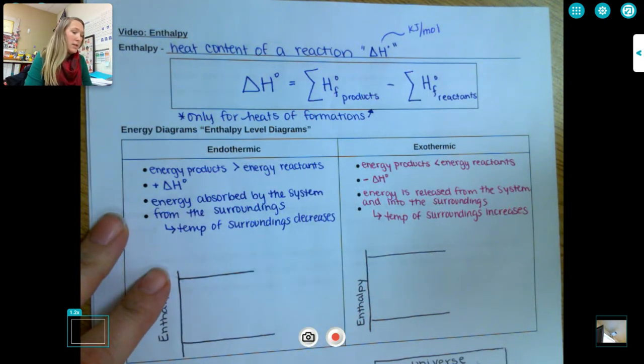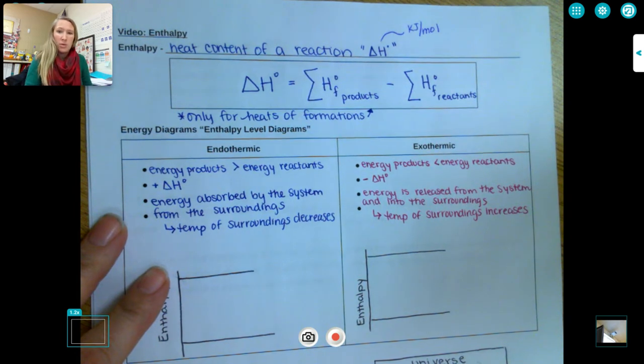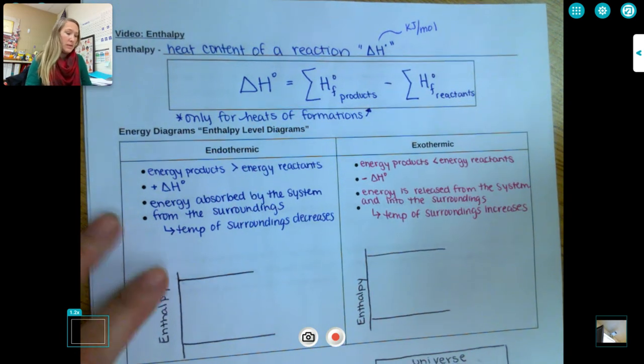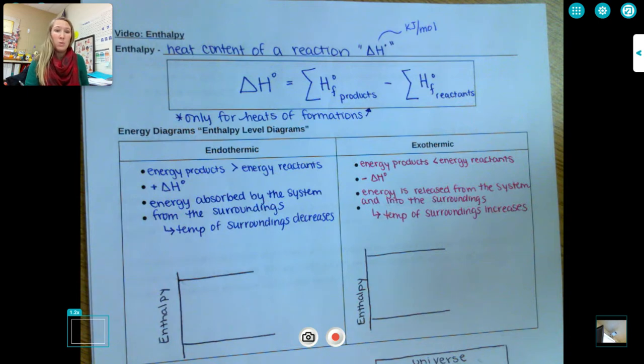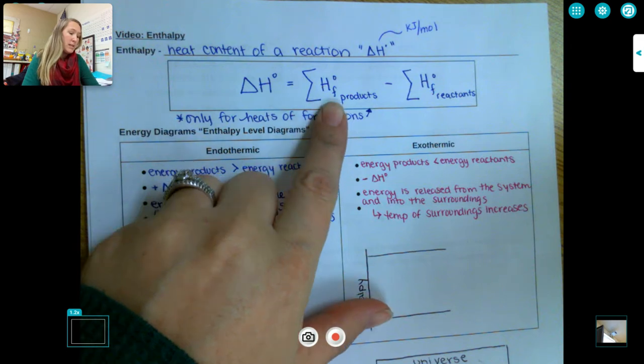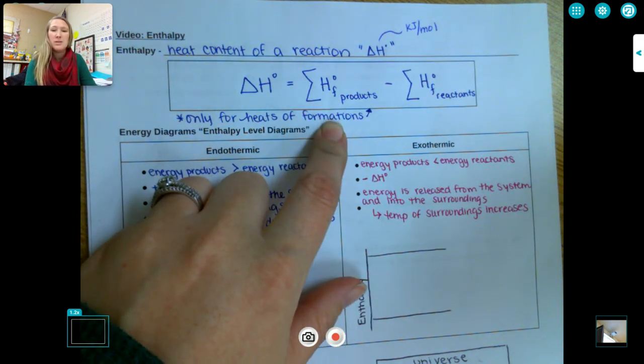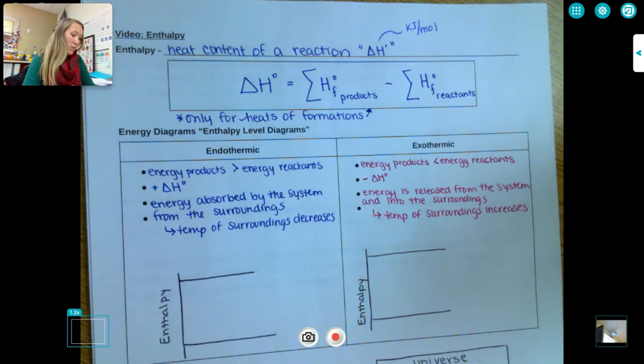It's important that this is a molar enthalpy, so it's per 1 mole of substance. We have to be careful because sometimes we're not given 1 mole of a substance. So at the end, in order to calculate our delta H, we need to turn our grams into moles and then divide by that to get it per mole. HF means heats of formation, which is different. We could have heats of combustion as well, which we'll get to in a little bit. So here's our formula that we are going to use.